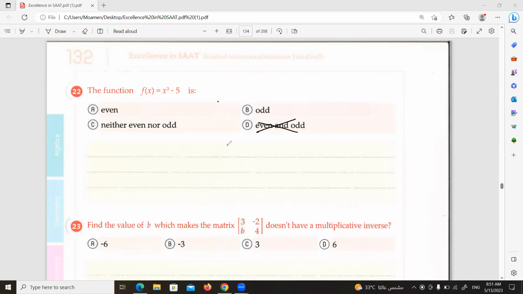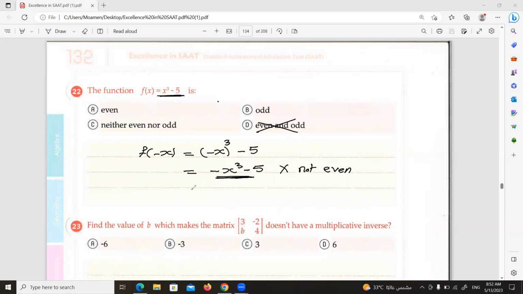Okay, so we will use our test. Our test says that if you have a function like this, you replace x by negative x and get the result. So I'll get f of negative x, which is negative x to the power 3 minus 5. With the power 3, don't remove the negative sign. Is this equal to the original function? No. So this is not even.